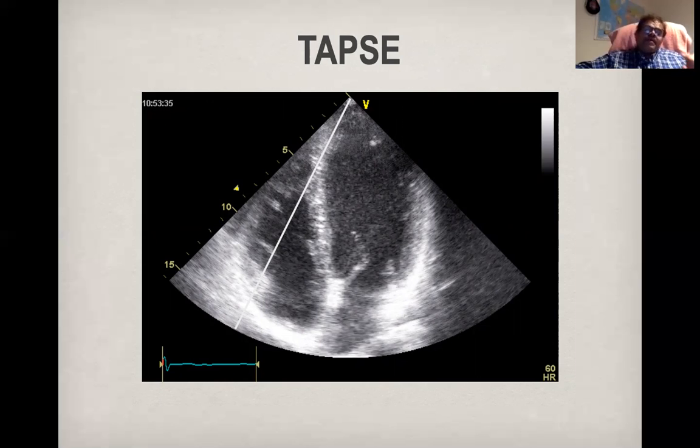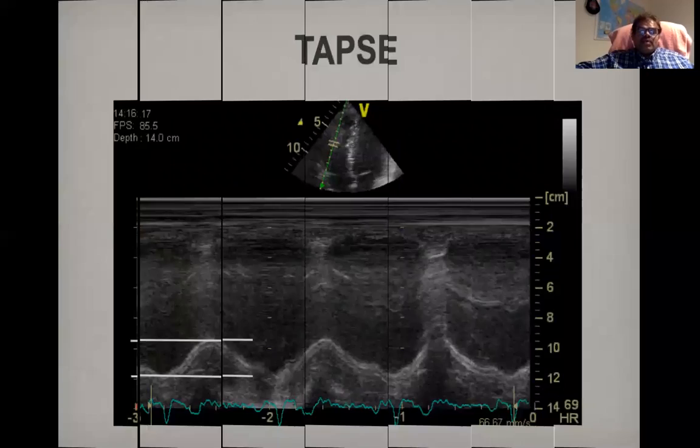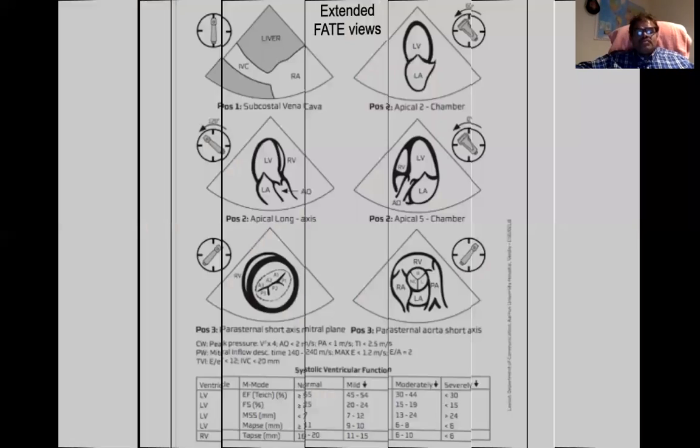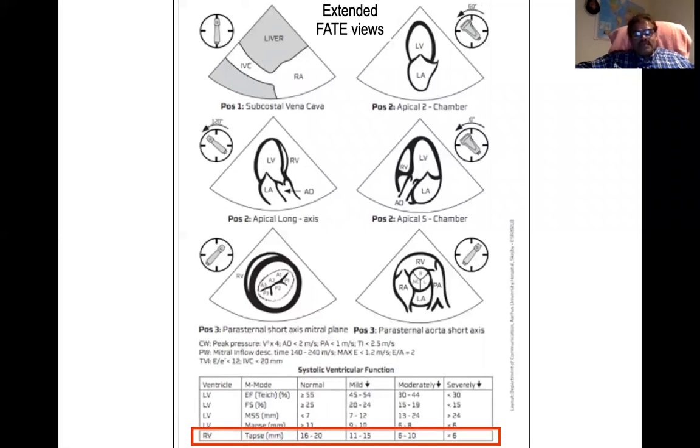Here again, the M mode cursor is put across the tricuspid annulus at the lateral side. Then you get an M mode graph like this, and you measure the difference between the points in systole and diastole. Normally, it should be more than 18 millimeter, 16 to 20 millimeter. So 18 millimeter is acceptable. If it is below 11, then it is a mild reduction in right ventricular systolic function.